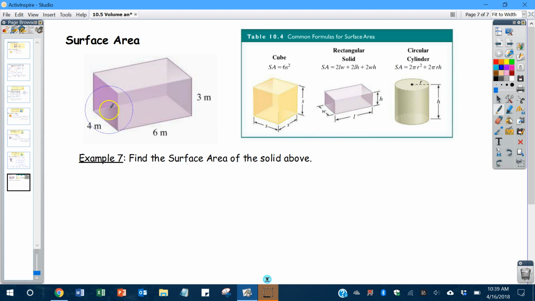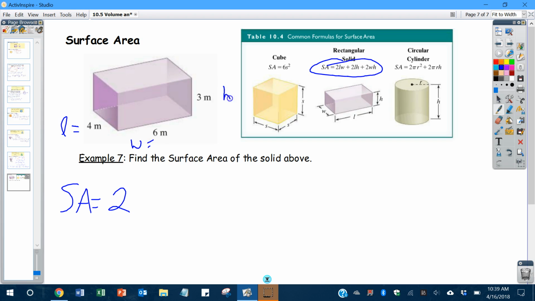But here's a solid, and we want to find the surface area of the solid. So I'm just going to take this formula and just plug things in to it. So the surface area is going to be 2. Let me just call them things. So this is the length, this is the width, this is the height. Doesn't really matter what's what in a prism.